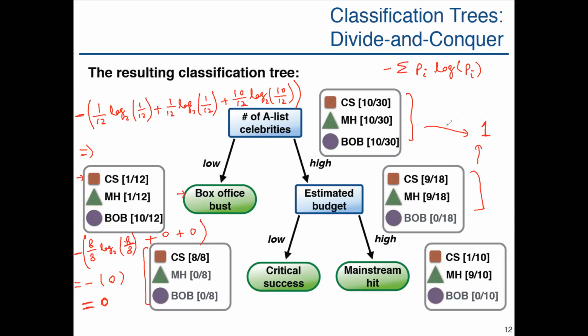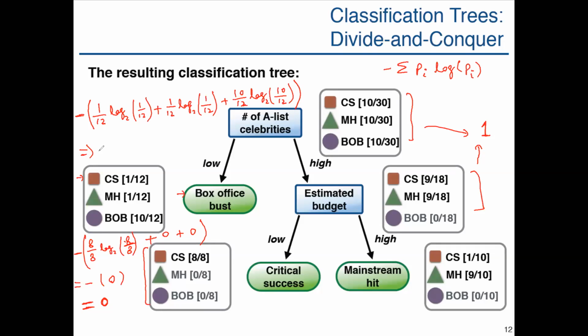ठीक है? और आपकी values 0 और 1 के दरमियान में होंगी. The closer it is to 0, the more pure it is. The closer it is to 1, the less pure it is. So for example, in this case, since box office burst has a fair majority here, यहाँ पे इसकी value जो होगी, it's going to be somewhere close to 0. ठीक है? It's not going to be exact 0 because perfect classification तो फिर भी नहीं है, but it's going to be close to 0, right?